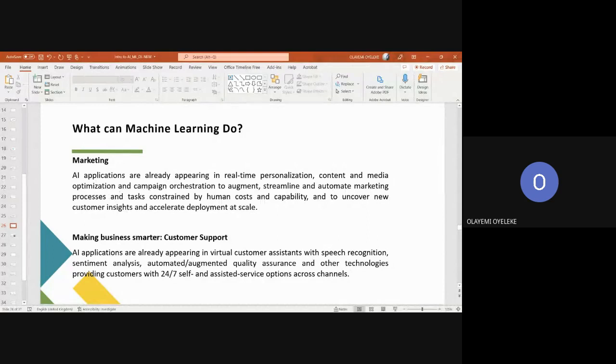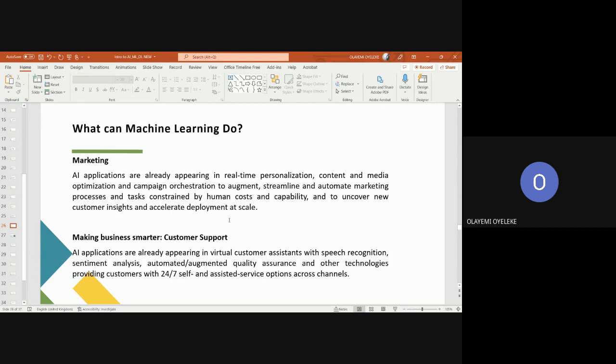So let's continue. It can be used in marketing, as I said. AI applications are already appearing in real-time personalization of content and media for you on websites, or whenever you go on social media, you get personalized content and media based on what you love to watch. Then it can reduce human costs, and it can automate marketing processes and tasks constrained by human cost and capability. It can uncover new customer insights and accelerate deployment at scale.